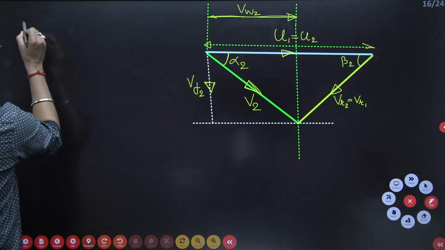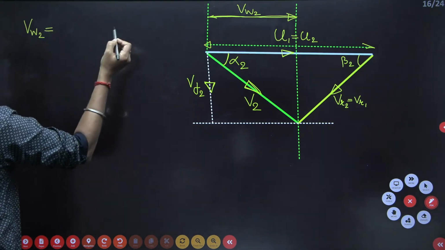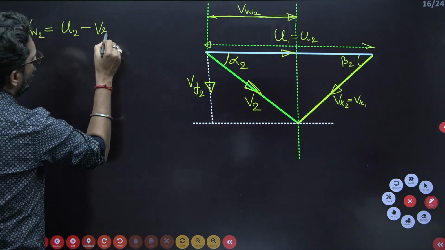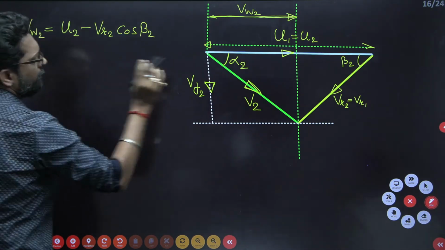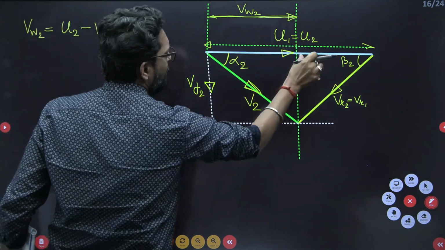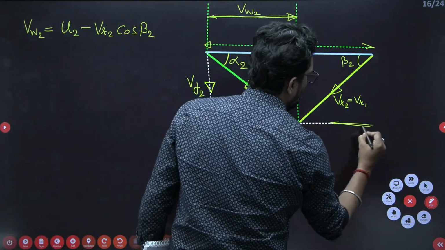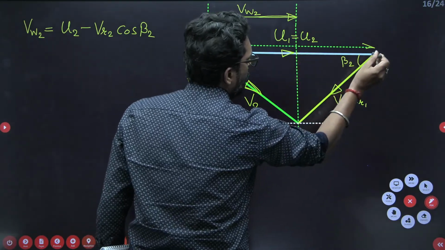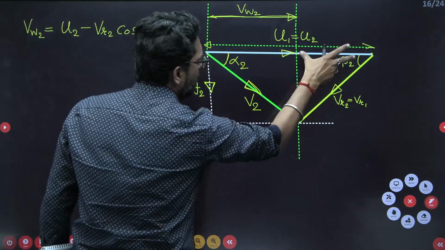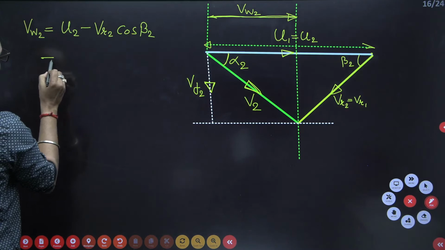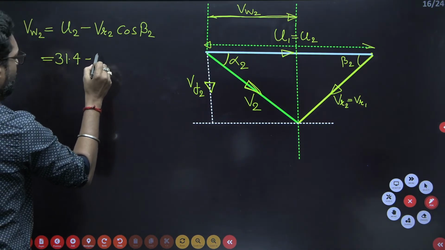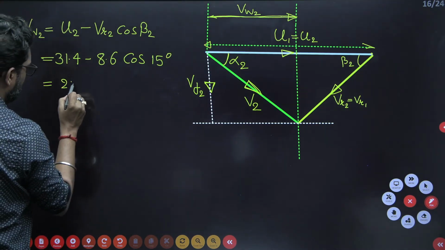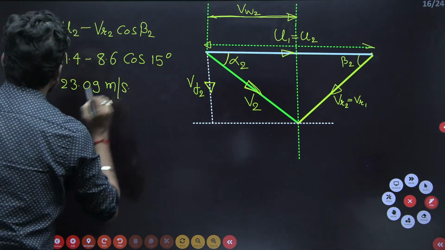Now, what is VW2 here? From the figure, VW2 is equal to U2 minus VR2 cos beta 2. Yes or not? This VW2 is your U2 minus this component. This component from this point to this point is your VR2 cos beta 2. So if we subtract this from the total, this is your VW2. So U2 you have 31.4 minus VR2 you have 8.6 cos of 15 degree. How much is it? This is your 23.09 meter per second. This is your whirl velocity.